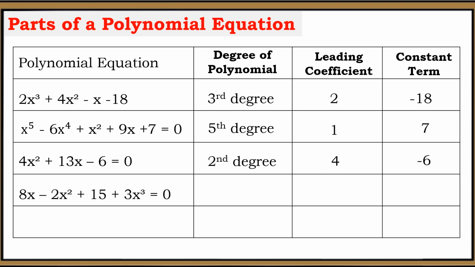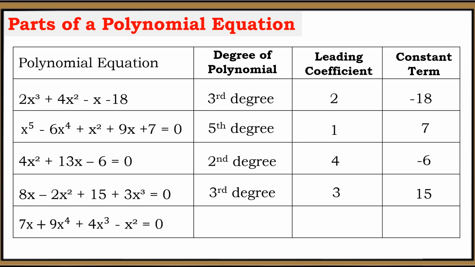Then, next is 8x minus 2x squared plus 15 plus 3x cubed is equal to 0. The highest exponent here is 3. So, the polynomial has a degree of 3 or this is of the third degree. The leading coefficient, yung x cube, ang numerical coefficient ng x cube dito ay 3. Kaya ang leading coefficient niya ay 3. Constant term. Dito sa polynomial, yung term na walang katabing variable, yun yung constant term. So, ang constant term natin ay positive 15 or simply 15.